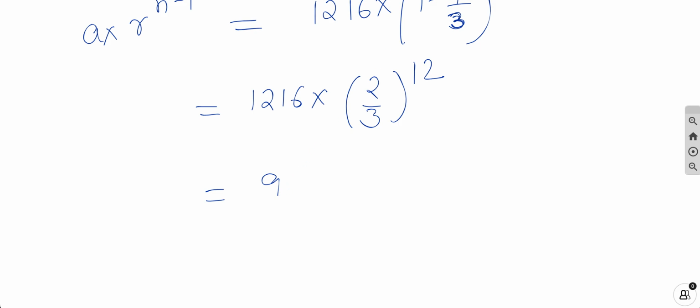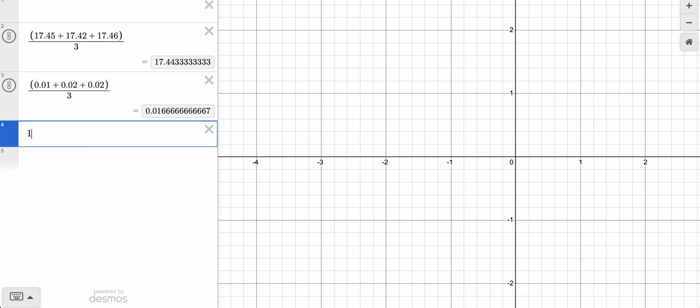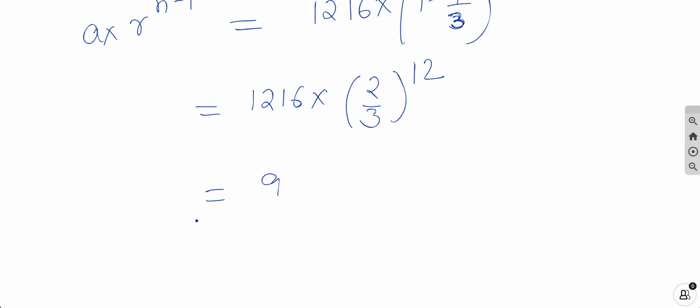So if you do 1216 times 2/3 raised to 12, I'm getting 9.37. Now if they are asking the total number of bacteria that will remain, you will obviously round off. So you can write it as 9.37 and then say nearly 9 bacteria are remaining at the end of 24 hours.